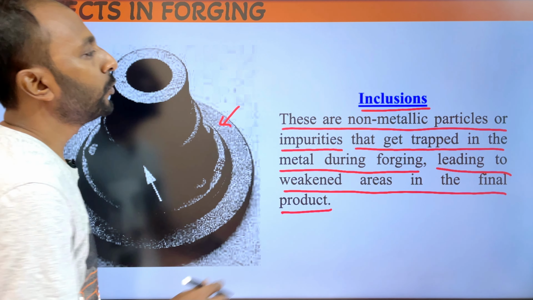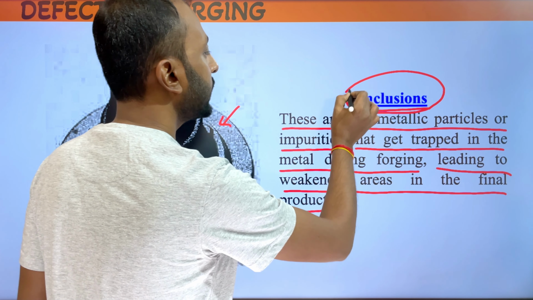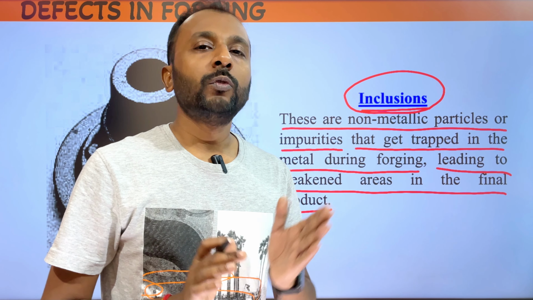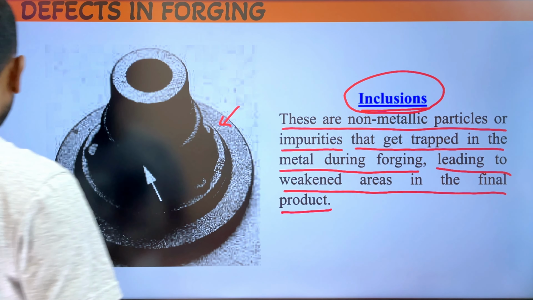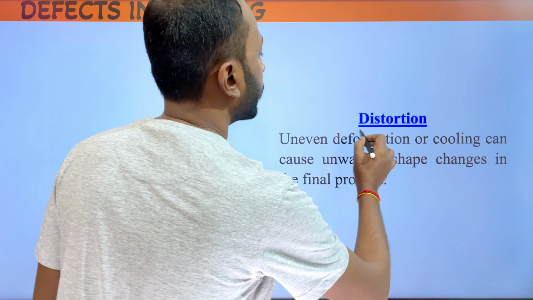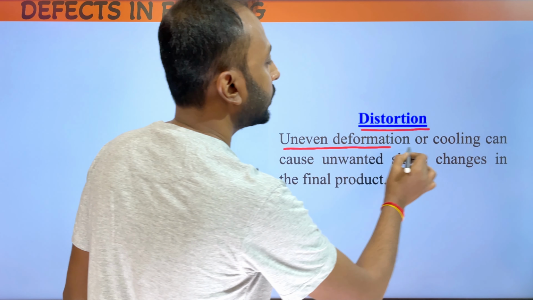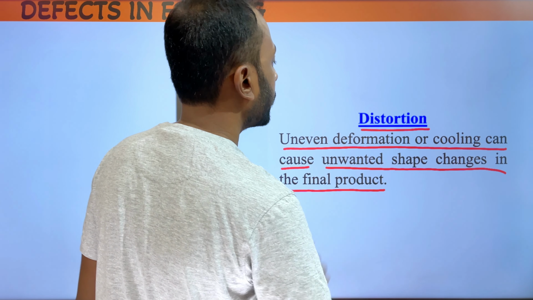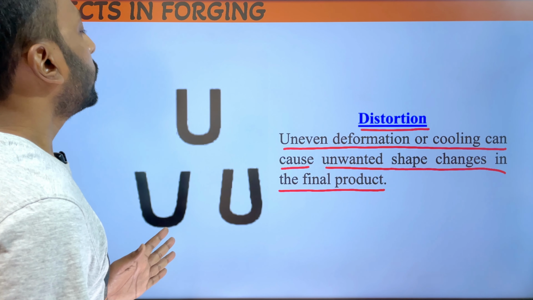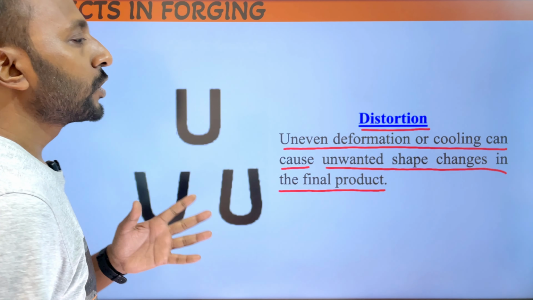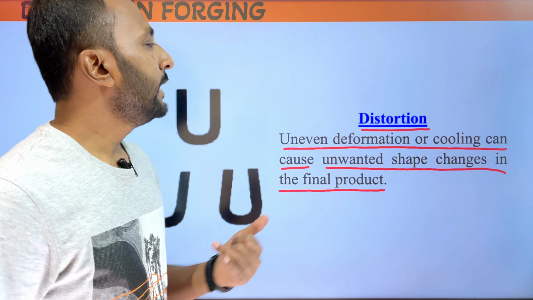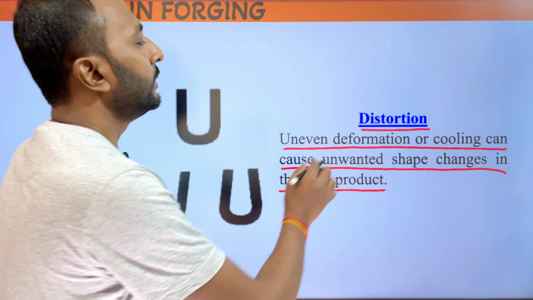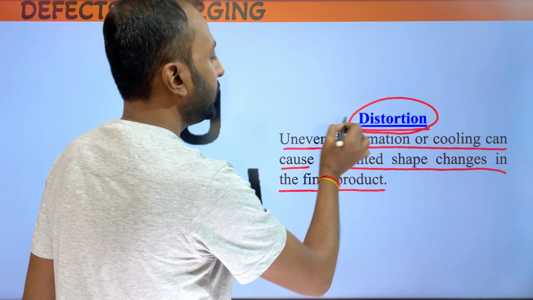If we want to get rid of the solid inclusions forging defect, we have to clean the closed die or the die before the forging operation is done. Next and the last defect is distortion. Uneven deformation or cooling can cause unwanted shape changes in the final product. Whether we are doing closed die forging or open die forging, distortion forging defects can be seen.